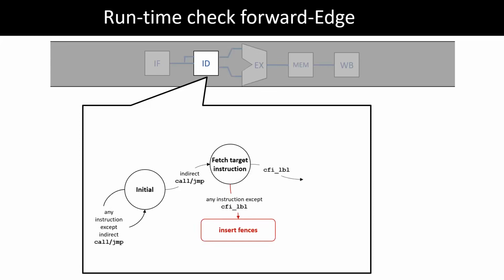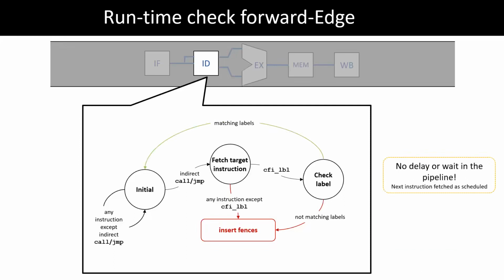But if the first decoded instruction after the indirect branch is a CFI label, then we need to make sure that the label matches that of the branch. If it is a mismatch, again an lfence will be inserted into the pipeline. But if it is a match, it goes back to the initial state. As SPECCFI tries to prevent both speculative and regular control flow hijacking attacks, a similar check will be done in the commit stage.